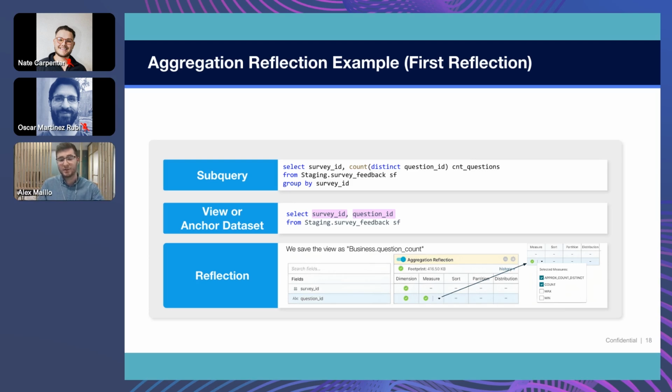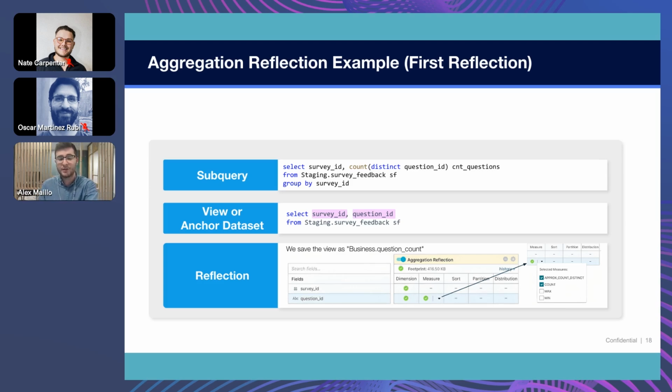When creating the reflection, it will contain the group by field and the distinct field as the dimensions, and the count field, which is the one used together with the distinct, as the measure. And optionally, we can also select approximate count distinct if you expect to use it anytime.